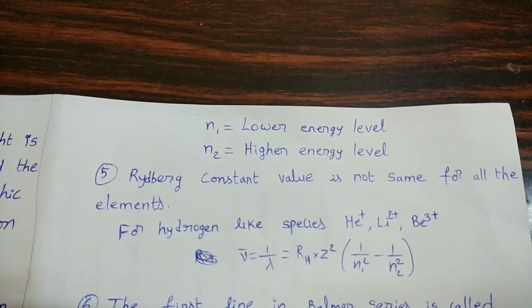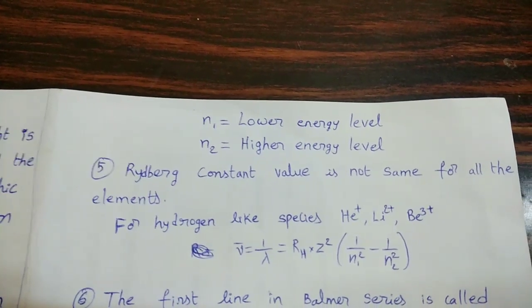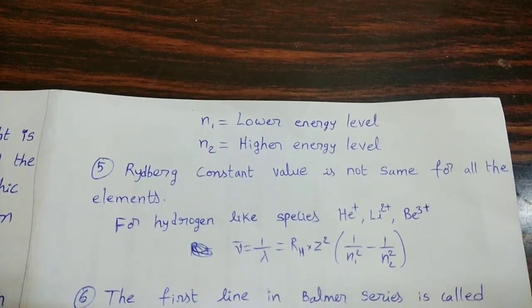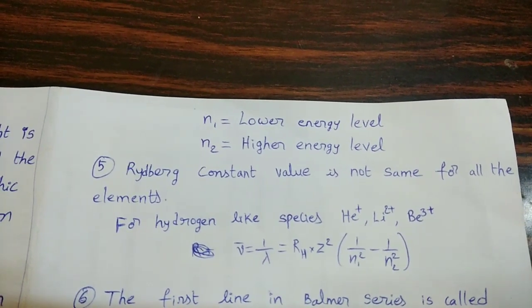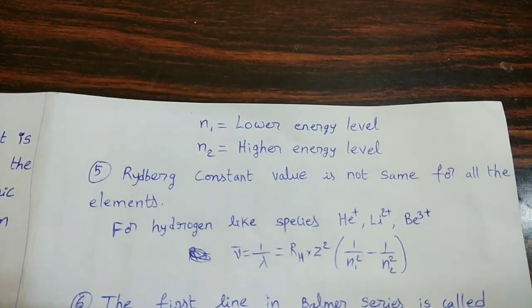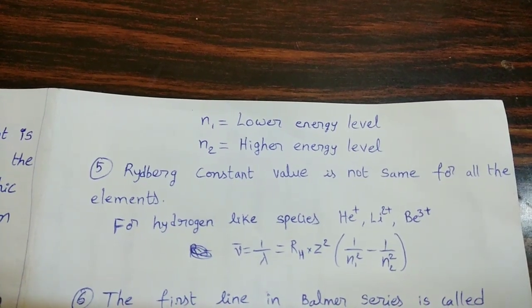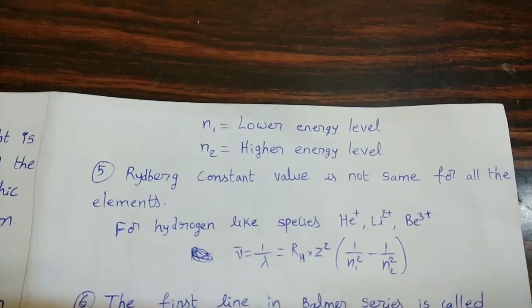For hydrogen-like species, for example He+, Li2+, Be3+, the Rydberg equation is nu bar = 1/lambda = RH Z² (1/n1² - 1/n2²). Okay, we will meet in the next class.